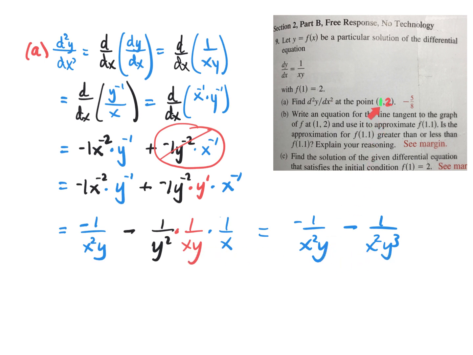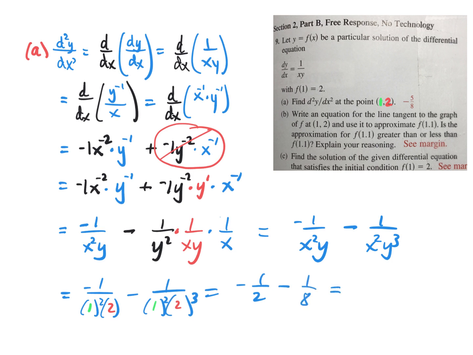Now we can plug in x equals 1 and y equals 2. So we have a negative 1/2 minus 1/8, which is negative 4/8 minus 1/8, which is negative 5/8. And that completes 9 part A.